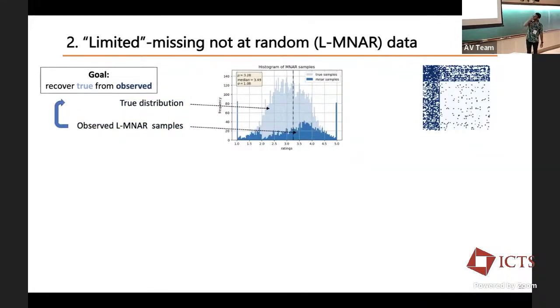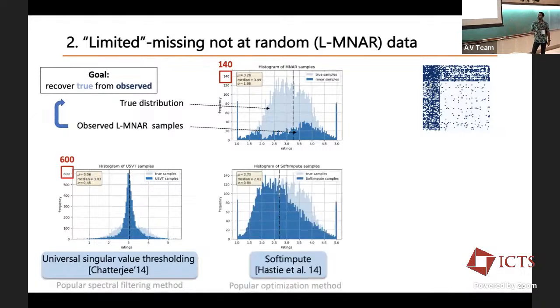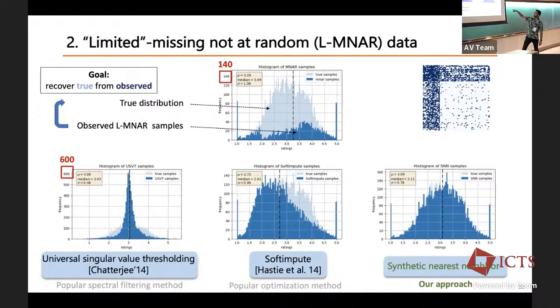Then the next thing we tried was LMNAR, where you have a different bias of the coin flip for each entry. USVT still didn't do very well. Again, it kept tending towards the mean. Soft-Impute is working decently well, actually. It's not as perfect as it was the last time, but it's still doing a decent enough job. The dark blue is covering the light blue, but there's still a little bit that's missing. Then we tried the synthetic nearest neighbor, and it was working quite well as well. The only reason I'm saying this is because in this algorithm, we thought very carefully about missingness and under what conditions of missingness this algorithm works.